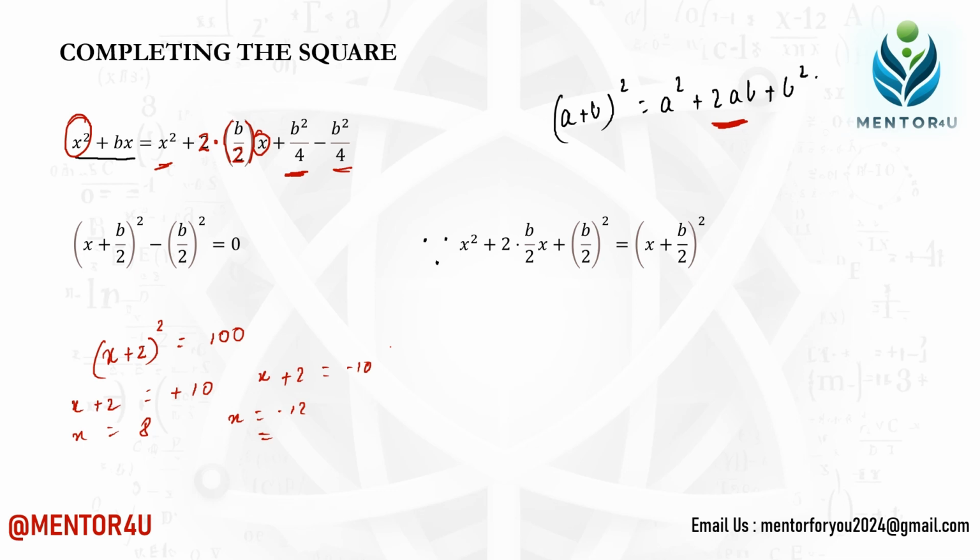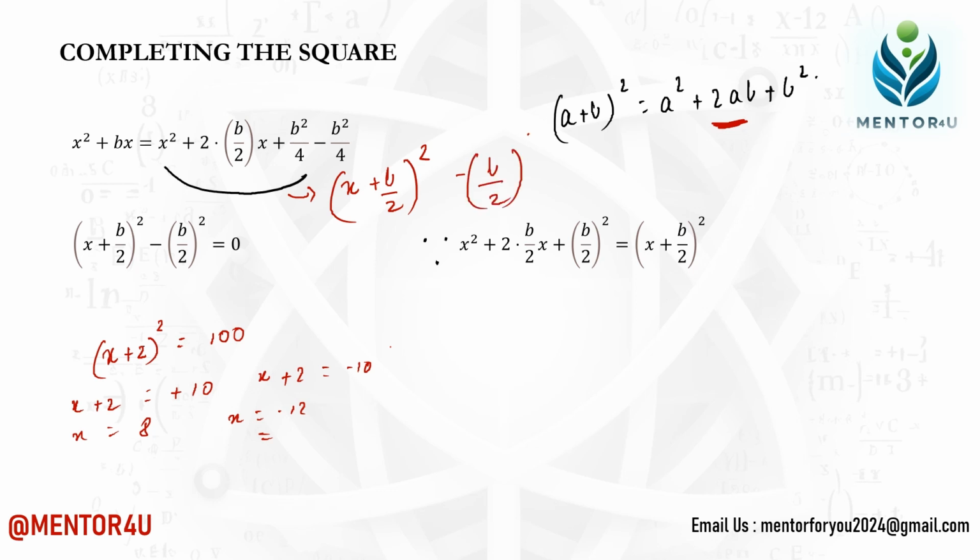So it is still the same as x square plus bx, right? You can see that x square plus bx is same as x square plus 2 multiplied by b by 2 multiplied by x plus b square by 4 minus b square by 4. And we know that this is the expansion of x plus b by 2 whole squared, right? And over here we have minus b by 2 whole squared, right? That's it. So we have to add b square by 4 to get a complete square right here, right?